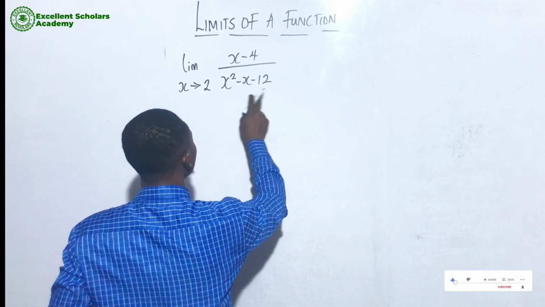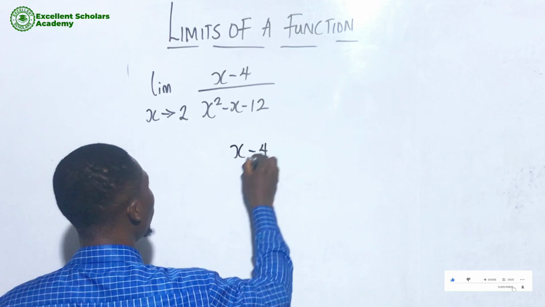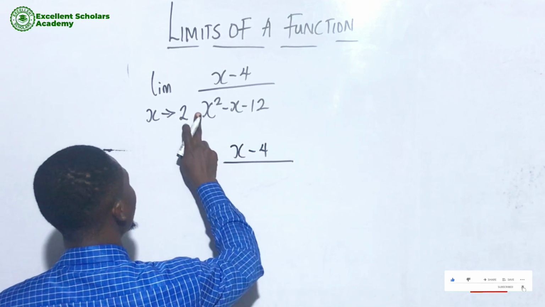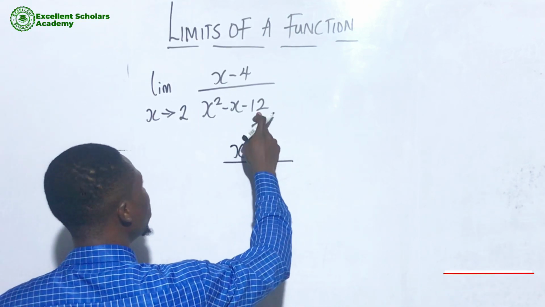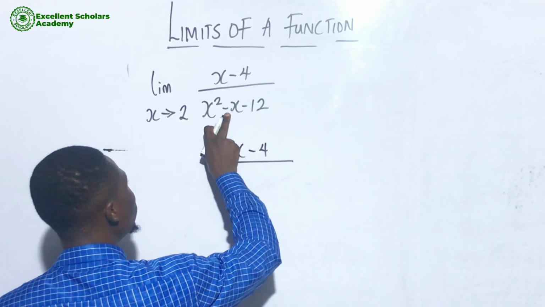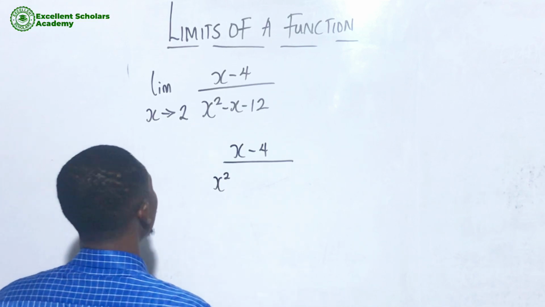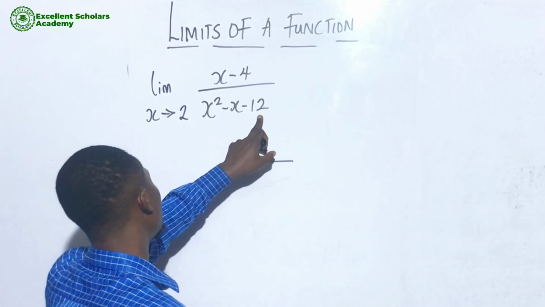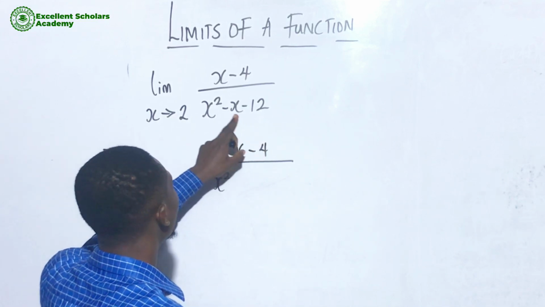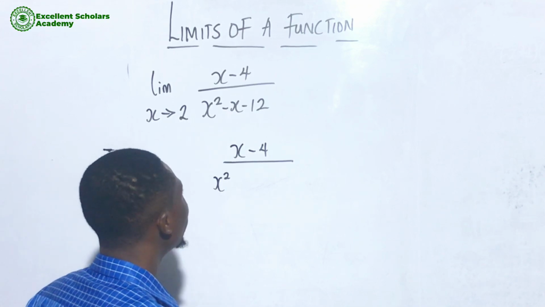So let's factorize this. So how do we factorize this? This becomes x minus 4 over, okay, 1 times minus 12. Two numbers you multiply, you get minus 12, and if you add, you get minus 1. So it becomes x squared. What are those numbers that if we multiply, we'll get minus 12, and then if we add, we're going to get minus 1?